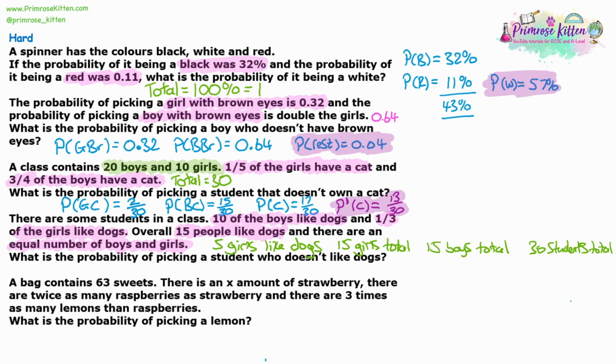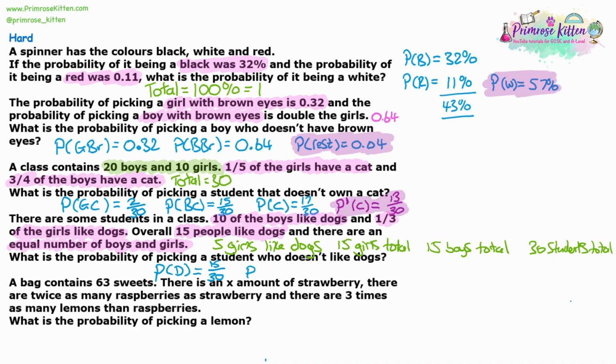So the final question is, what is the probability of picking a student who doesn't like dogs? We're not told anything about people who don't like dogs, but we are told about people who do like dogs. So the probability of liking dogs is going to be out of 30 because there's 30 students altogether. 10 boys like dogs and 5 girls like dogs. That's 15 out of 30.